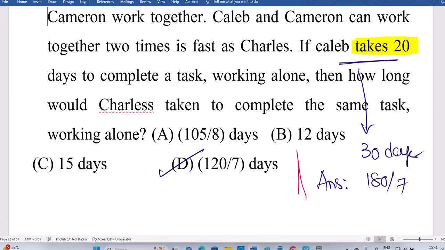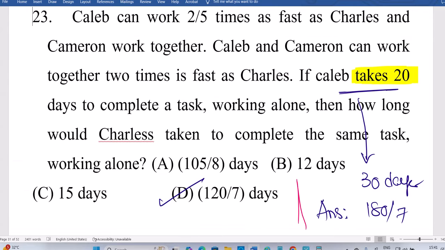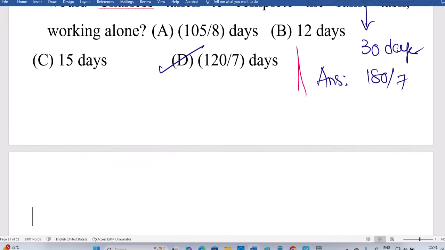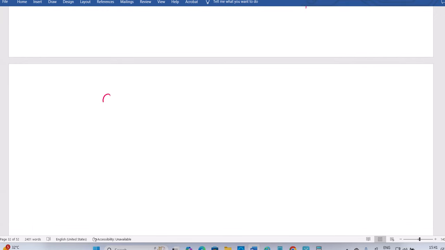All are C only, don't confuse. So Caleb, Cameron, Charles. Listen, in the first line they have given that Caleb will take 2 by 5 times of Cameron and Charles together.